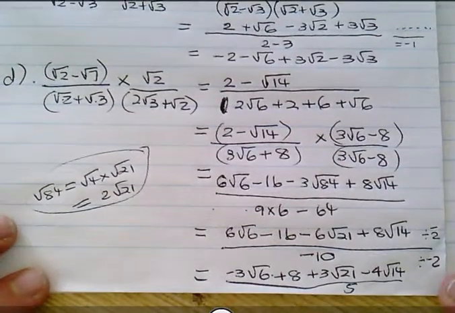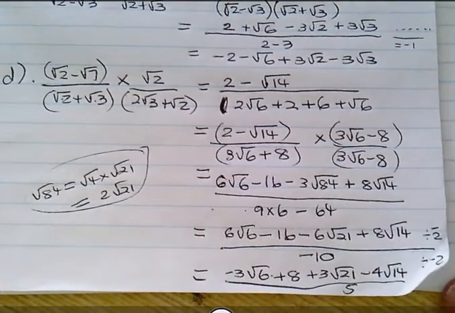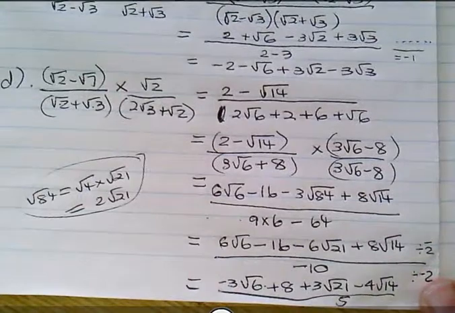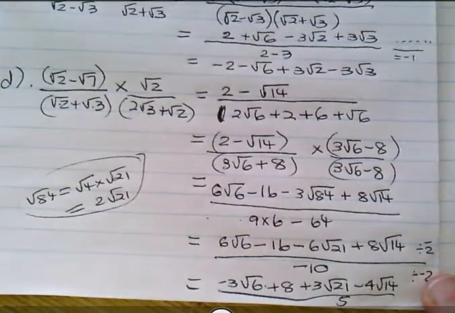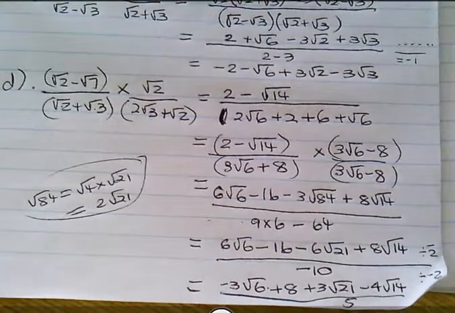Okay? Did anyone try rationalising each one separately and then multiplying? That's the other way to go, but, you know, you should get the same answer.